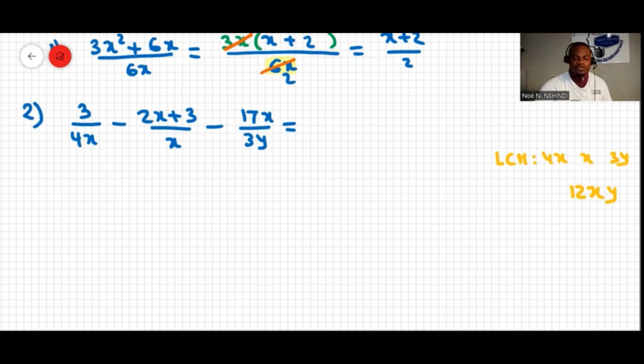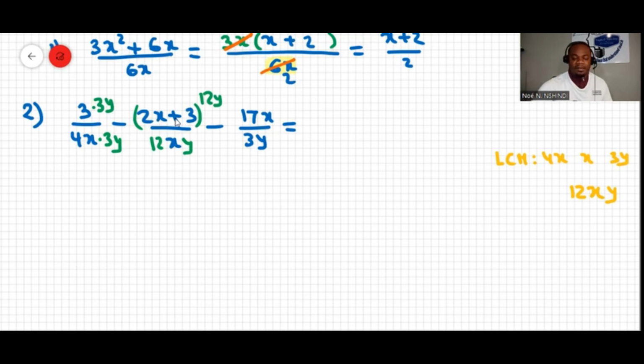Now, to get 12xy, I must multiply the denominator over here by 3y. But if I do that at the denominator, I must do the same at the numerator to keep my equation the same. And then over here, I must multiply by 12y, and I must do the same. You see, when I multiply by 12y here, I put parentheses because 12y multiplies everything, the whole numerator here.